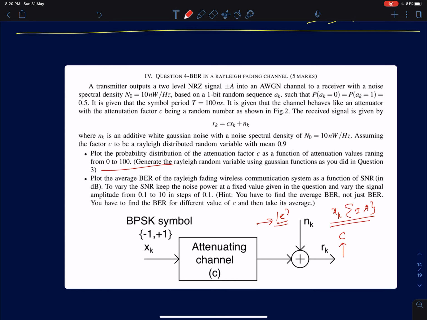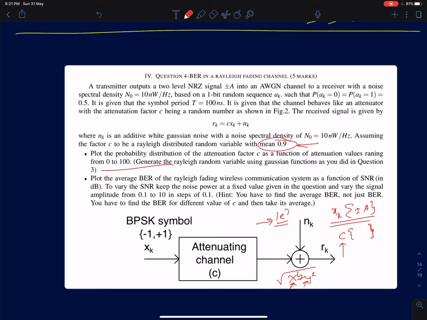So you have to generate the random variable C. You have to write a function to generate a random variable using two Gaussian random variables. Just use square root of x squared plus y squared, where x and y are Gaussian random variables. The mean and variance of it can be computed from the data given. Mean is 0 anyway. Variance you can compute from the data given.